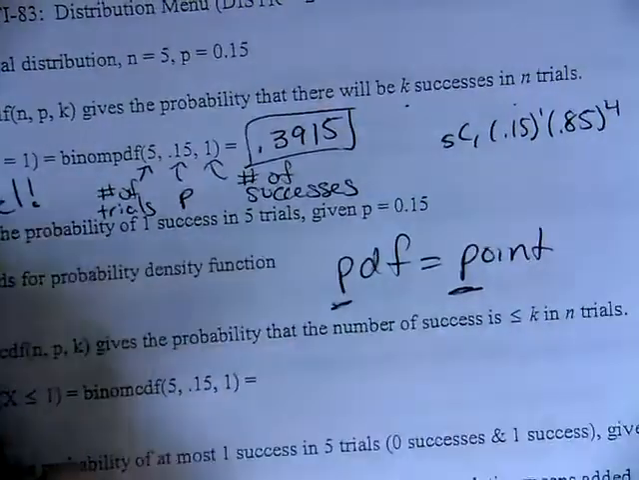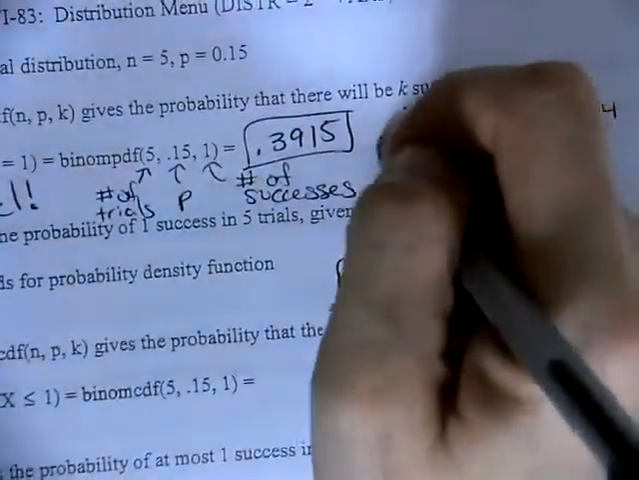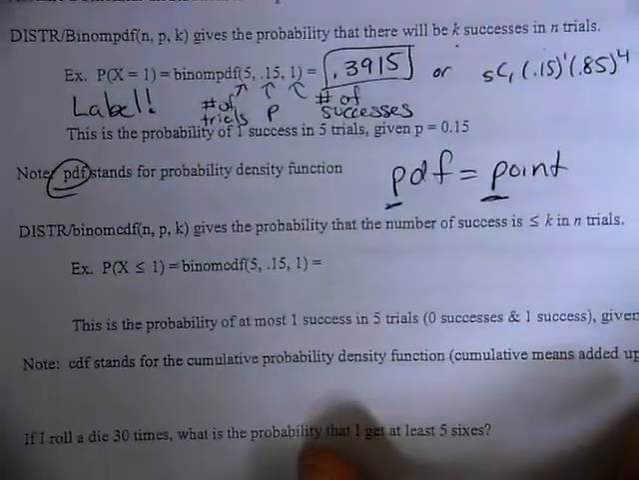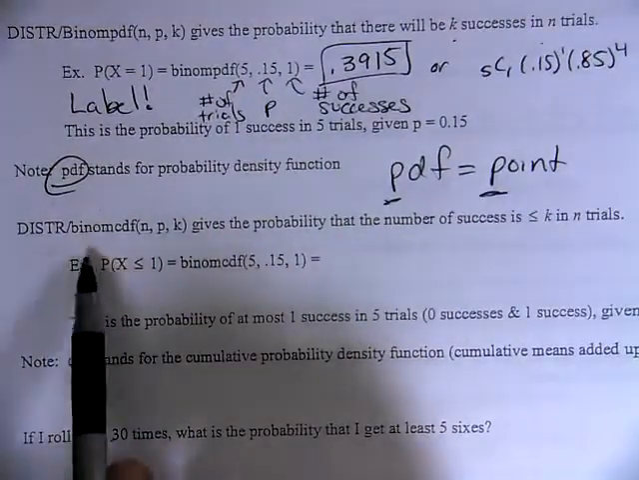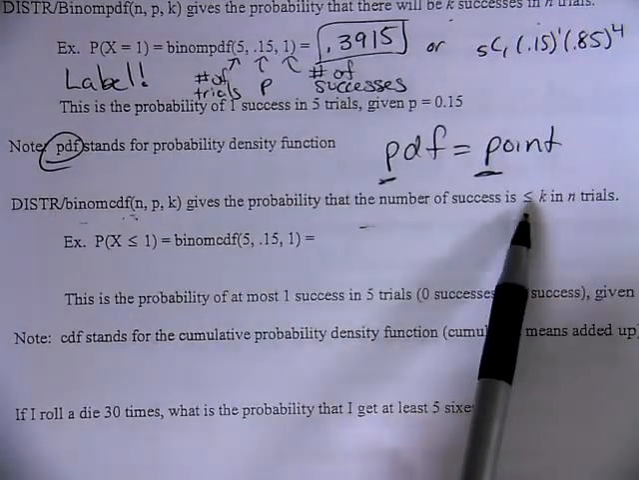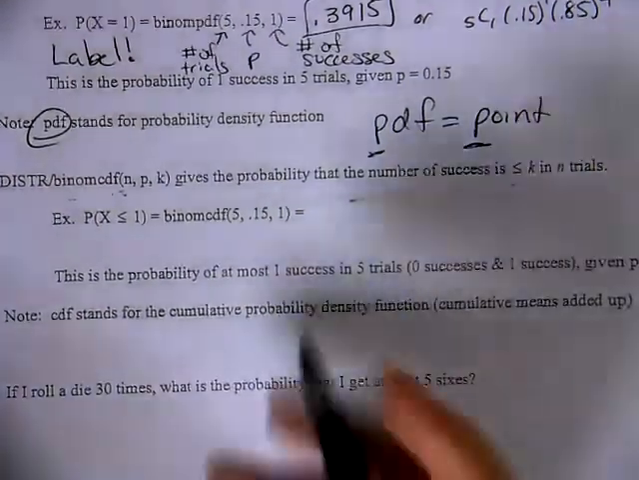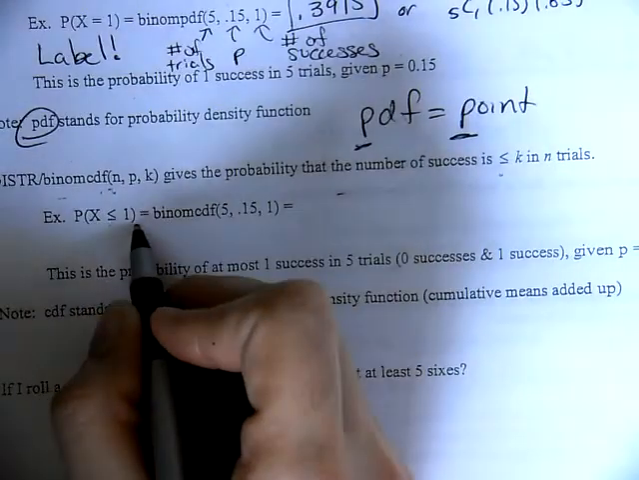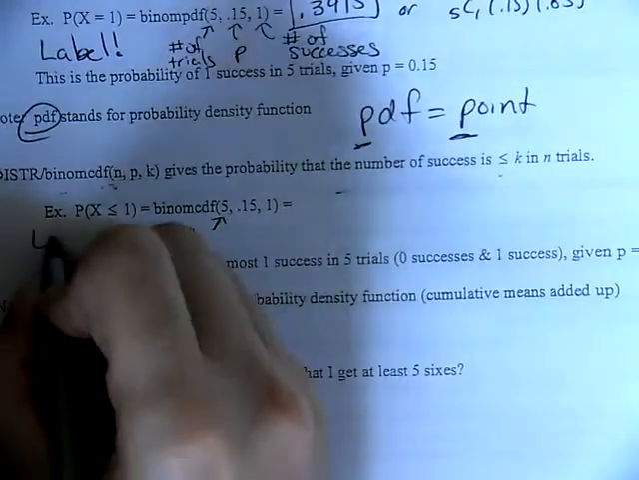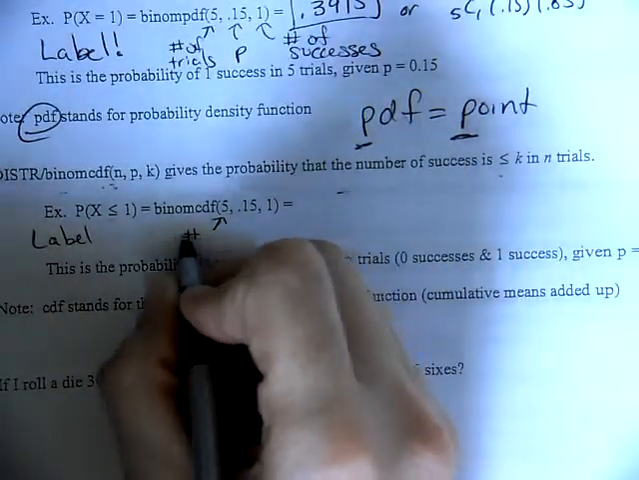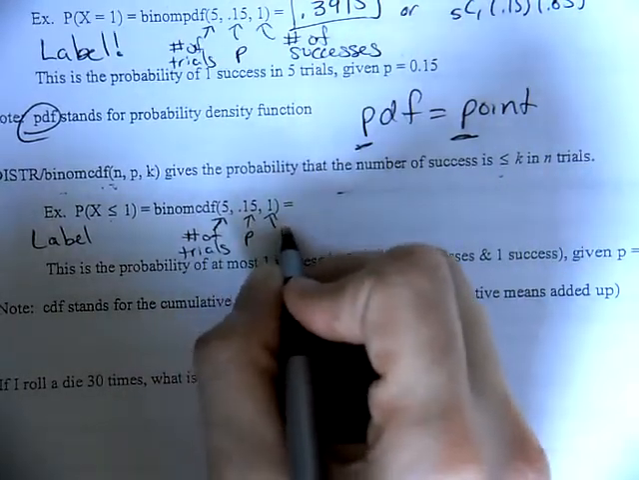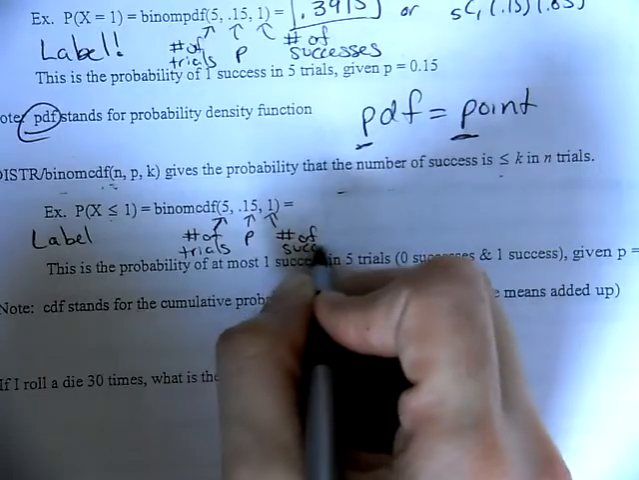Okay? Now, I don't necessarily always use the calculator when I'm doing a single. I use it more for cumulative. So when you have binomial CDF, that gives a number of successes less than or equal to k. So this is asking that I get less than or equal to 1, so either 0 or 1. Same thing though, you have to make sure you label. So this is the number of trials. This is p, number of successes.